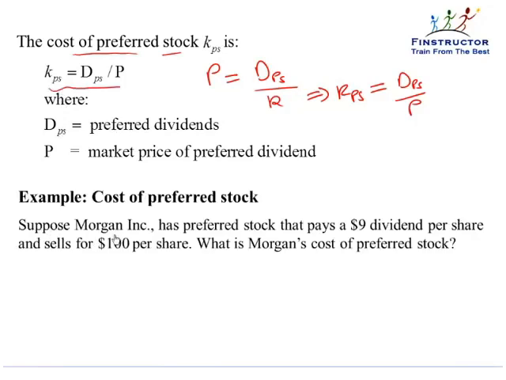Suppose Morgan Incorporated has a preferred stock that pays a $9 dividend per share and sells for $100 per share. What is Morgan's cost of preferred stock? So the cost can be derived as the dividend that it's paying upon the price, that is equal to 9%.